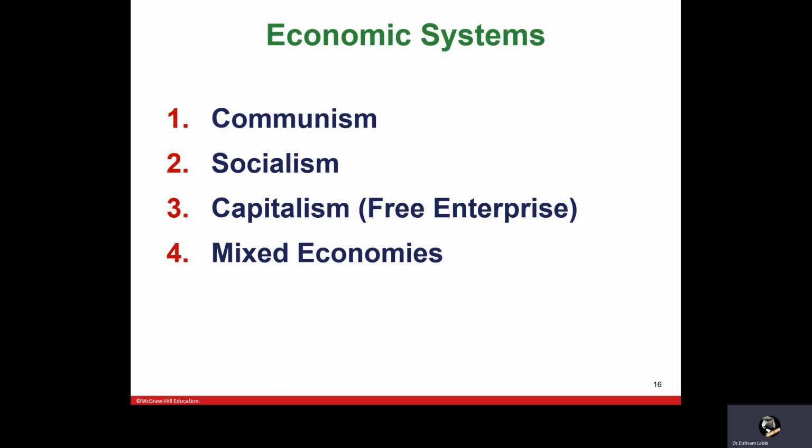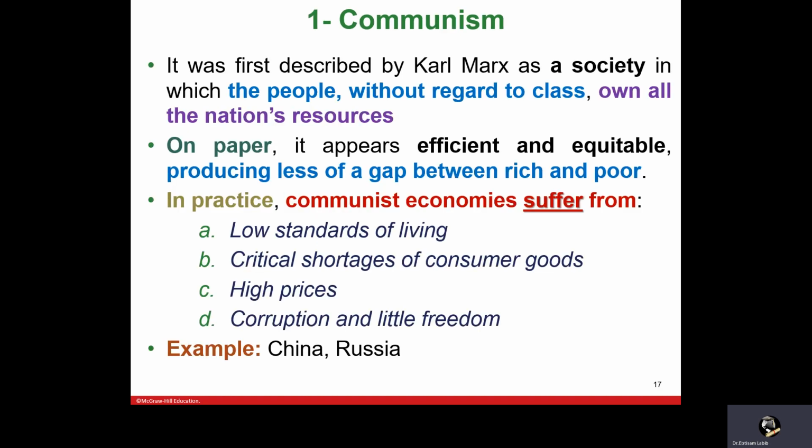We have four types of economic systems. First, we have communism, then socialism, capitalism, and the mixed economies. The first one, communism, was first described by Karl Marx, the father of communism. He described communism as a society or a nation in which all people, regardless of their class, will own the nation's resources, which means the country's resources will be distributed equally among the people who live in that society. Theoretically, it appears efficient, equitable and fair because that will reduce the gap between rich and poor.